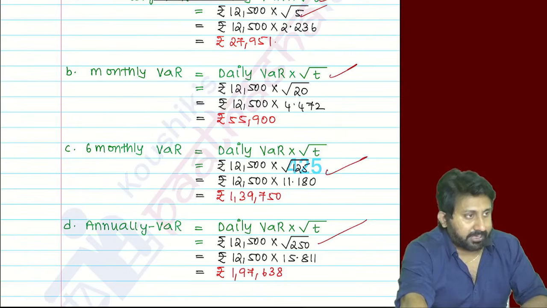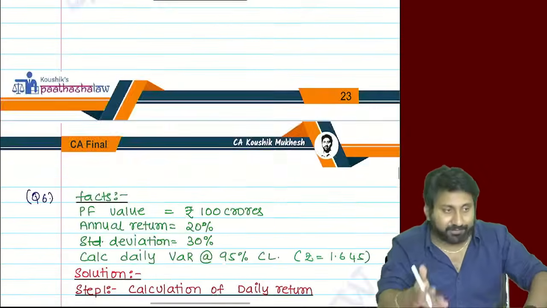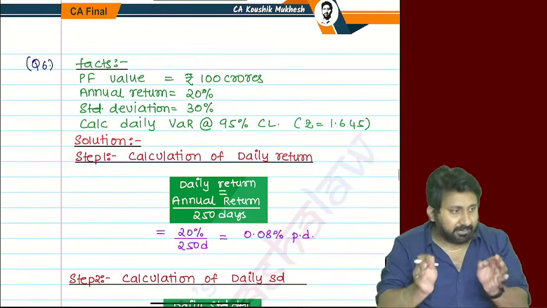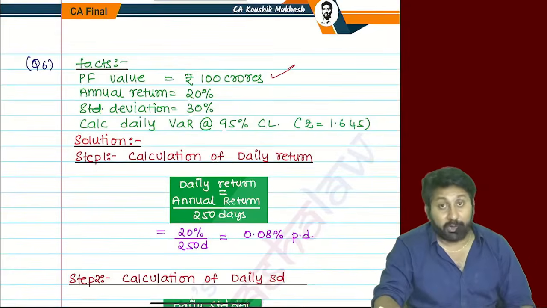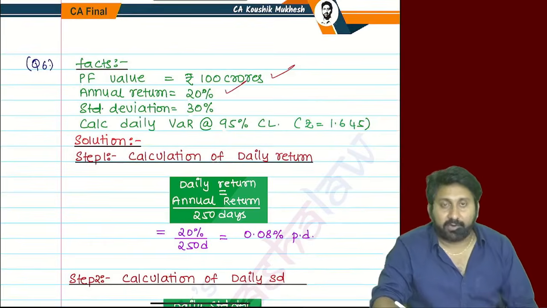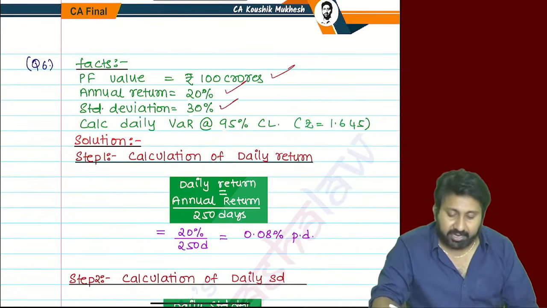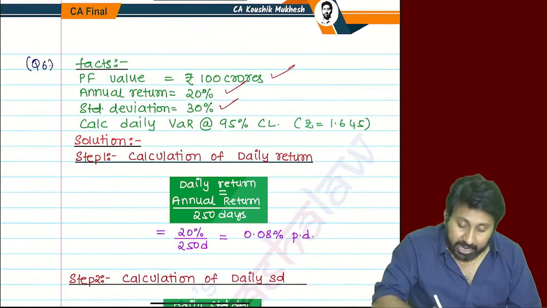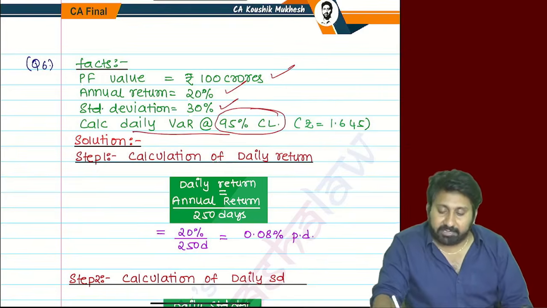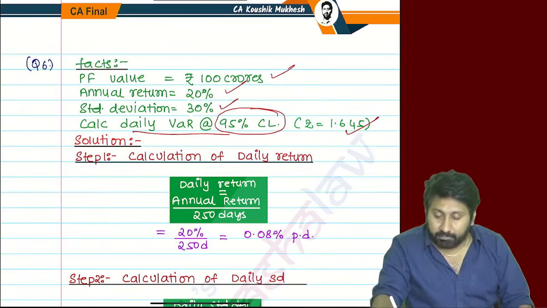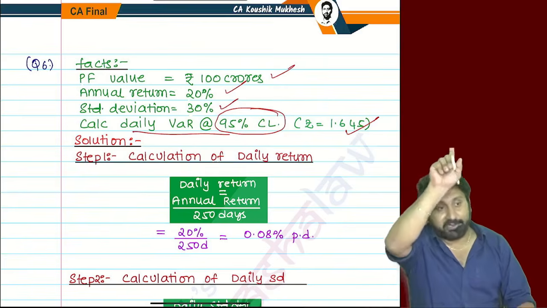Okay, that's it. Next, see how fast it will be completed. Just some amount of knowledge. See here, portfolio value 100 crore, annual return 20%, standard deviation 30%, calculate daily VaR at 95% confidence level. 95% confidence level, Z value is how much? 1.6. How did they get it? From the table.